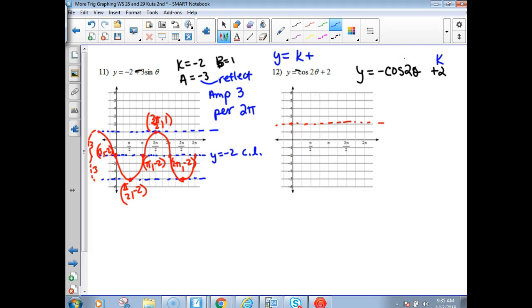You've got a B value of 2, so the period would be 2 pi over 2, which is pi. Okay, so the period's pi, and then this negative sign means you need to reflect over the x-axis, so it's going to do the reverse, upside down, from the original cosine graph. All right, so if the period is pi, then the x scale would be pi over 4. 1 pi over 4, 2 pi over 4, and the next one would be 3 pi over 4.